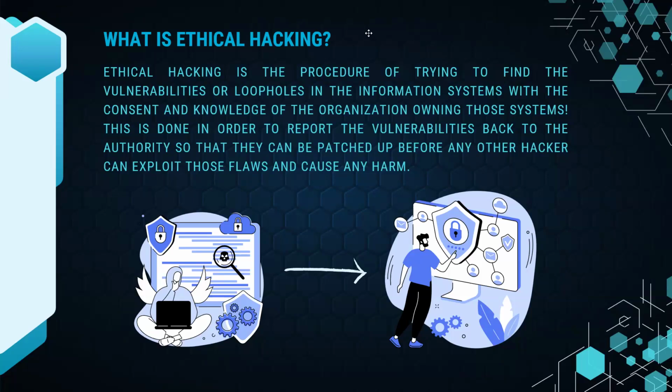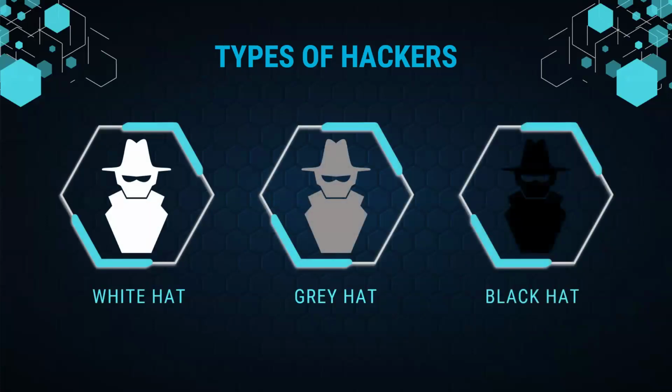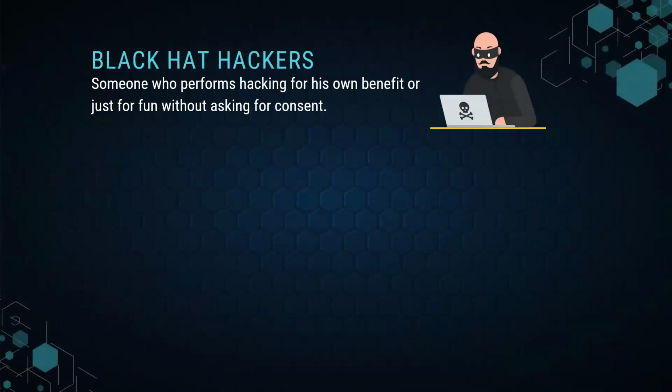Okay. Moving on after that, depending on these two definitions, we can categorize the types of hackers as well. There are three broad categories: a white hat hacker, a gray hat hacker, and a black hat hacker. Black hat hackers are typical cyber criminals who perform hacking for their own benefit, without asking for consent.